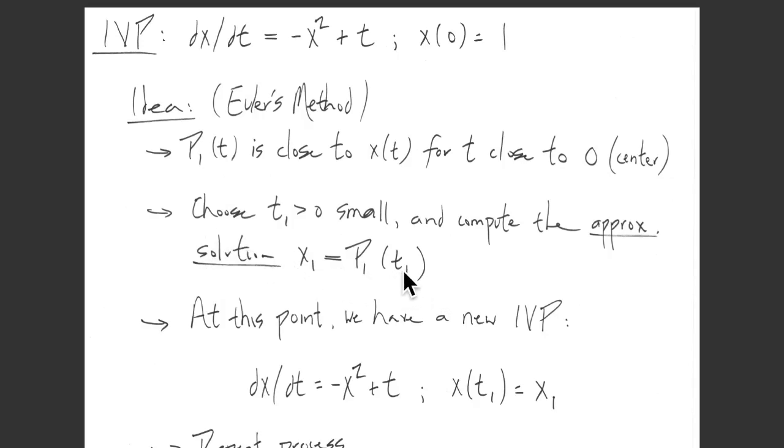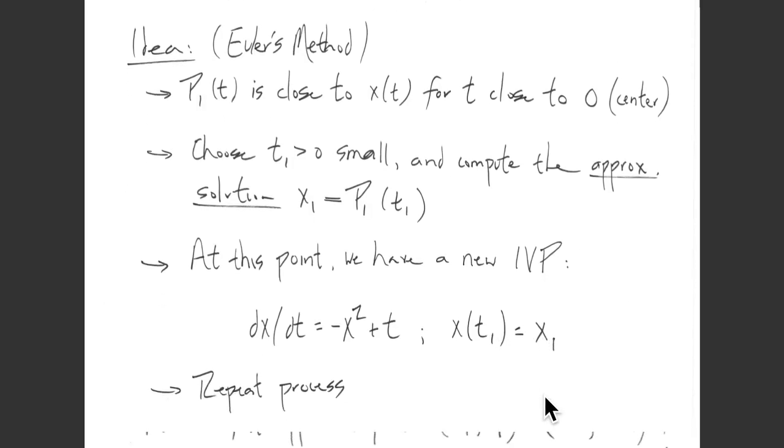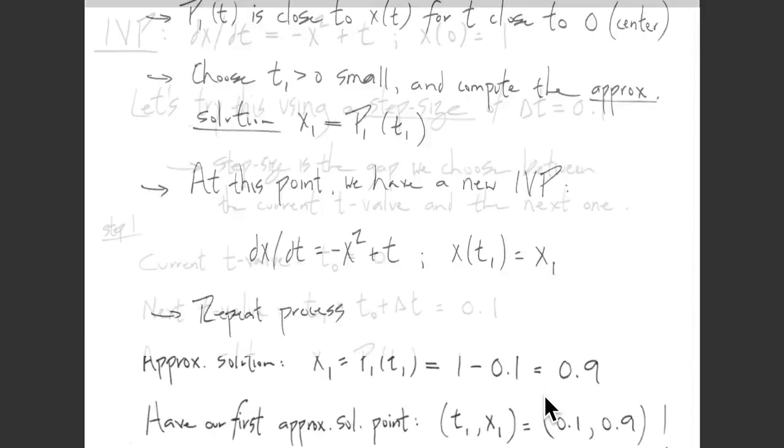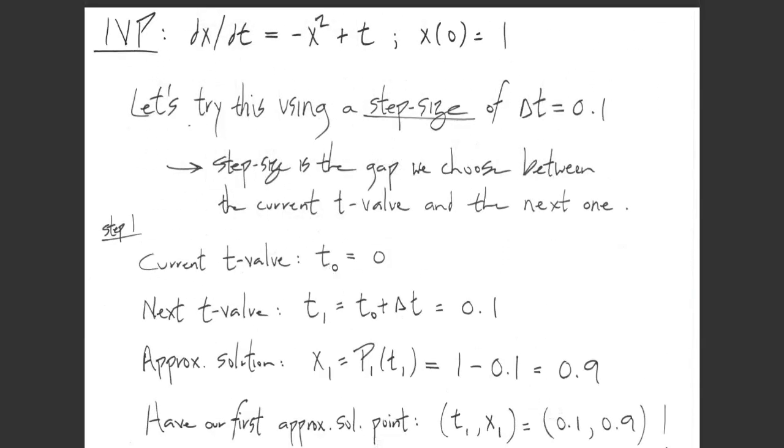And so you would have now a value x1 corresponding with time t1 that you could actually compute. And then to go from there, you would simply repeat that same process just for a slightly different problem. Our solution x has to satisfy the same differential equation, but now we have information that at time t1 we have an approximate solution whose value is x1. So we can just repeat that process from that point onward. So let's try this using a step size of delta t equals 0.1.